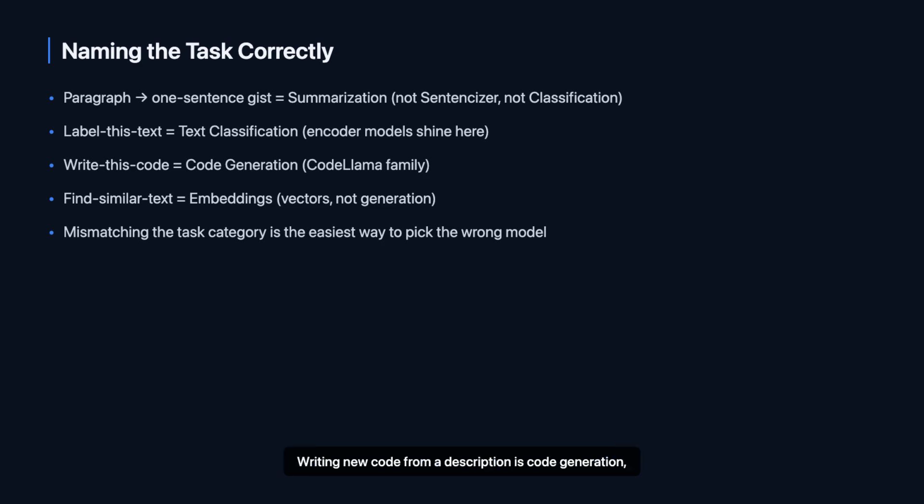Writing new code from a description is code generation, and that points at the Code Llama family. Finding similar text is an embeddings problem, which produces vectors, not generated text. The most common way engineers pick the wrong model is by mislabeling the task at this very first step.